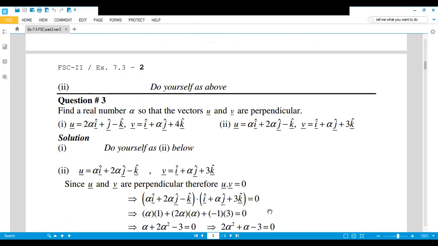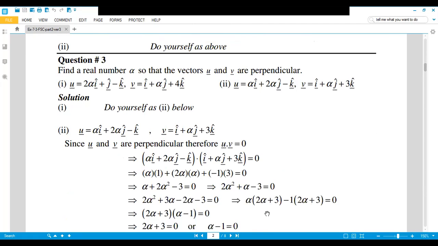The second part you try by yourself similarly. First part, question number 3, only the second part is included. Find a real number alpha so that vectors u and v are perpendicular. Remember one thing: if the vectors are perpendicular, then their dot product is equal to 0.